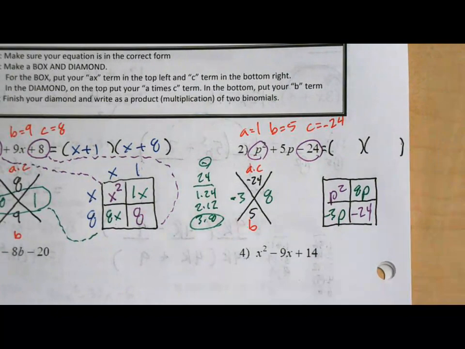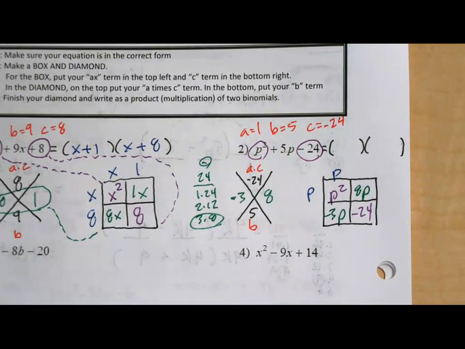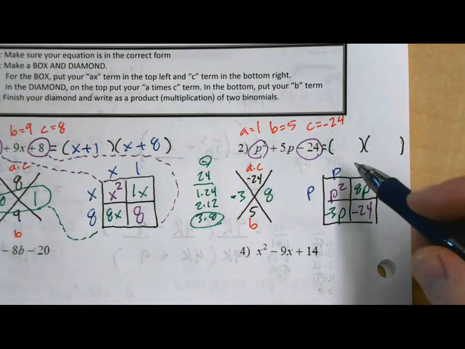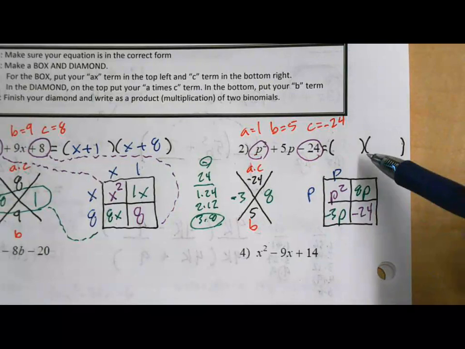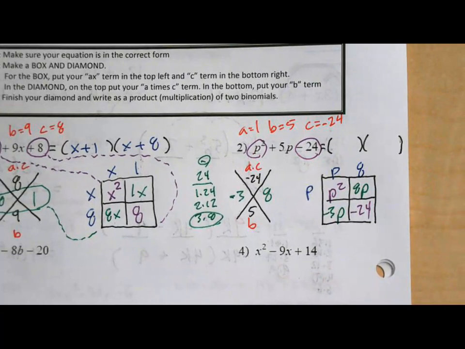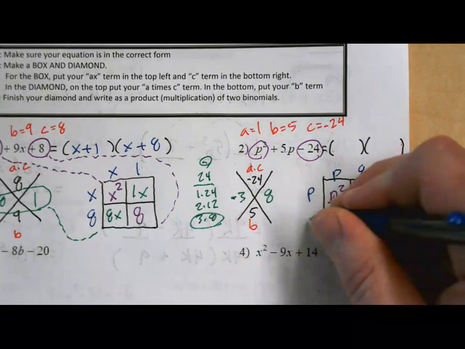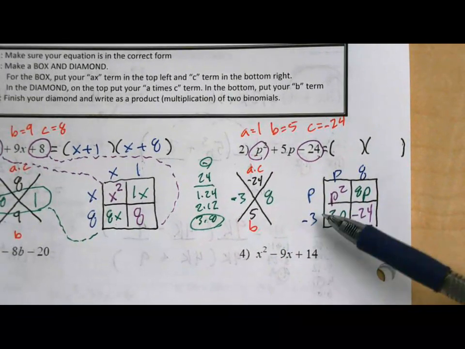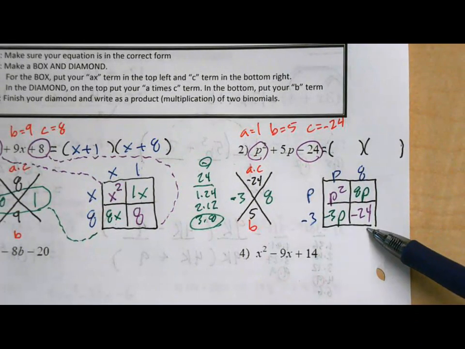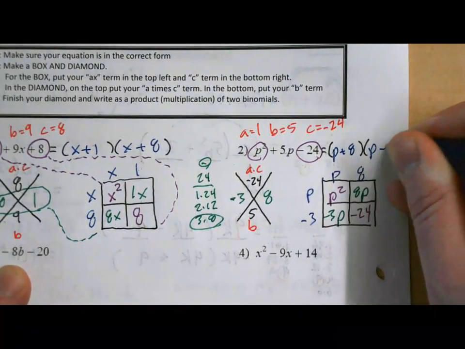And the nice thing about every one of these problems, if it's p squared, it's always going to be p and p. P times something is 8p. I'm thinking 8. And then p times something else is negative 3p. I'm guessing negative 3. And I'll just do a quick last check. Is negative 3 times 8 equal to negative 24? Yes, indeed. So we're good to go. My final factored form is p plus 8 and p minus 3.